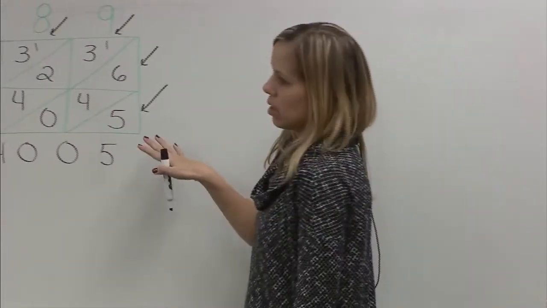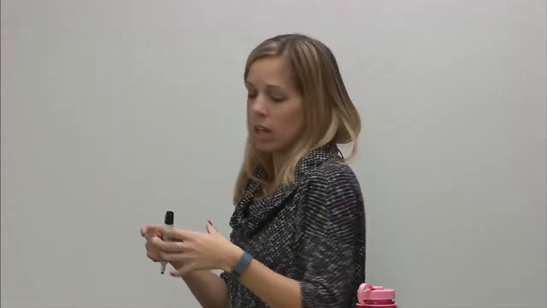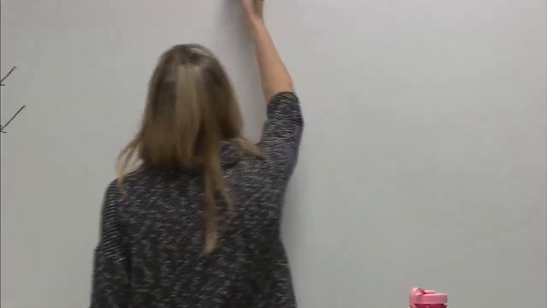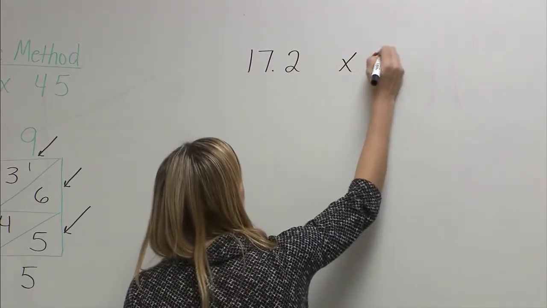Then one nice thing that a lot of students really like about the lattice method is that there's a little trick that they can use for decimals. Instead of having to remember, okay, I had 1 decimal place in the first number that I used, and I had 2 in the other, so I need 3. So we'll look at 17.2 times 3.6.